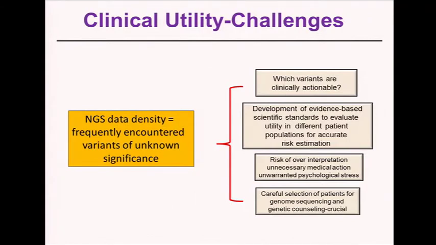And the key point in this activity is the clinical utility. I mean that we always have to keep in mind that in front of us there is a patient, and this patient asks us what is really clinically useful for his future. One of the problems is which type of variant is really clinically actionable. And we need to develop an evidence-based scientific standard to evaluate this data. There is a risk of overinterpretation or unnecessary medical action. And also we have to have a careful selection of patients for genome sequencing and counseling. I think these are only a few points, but they are critical for defining the right way to reach the goal of being useful for the patients.